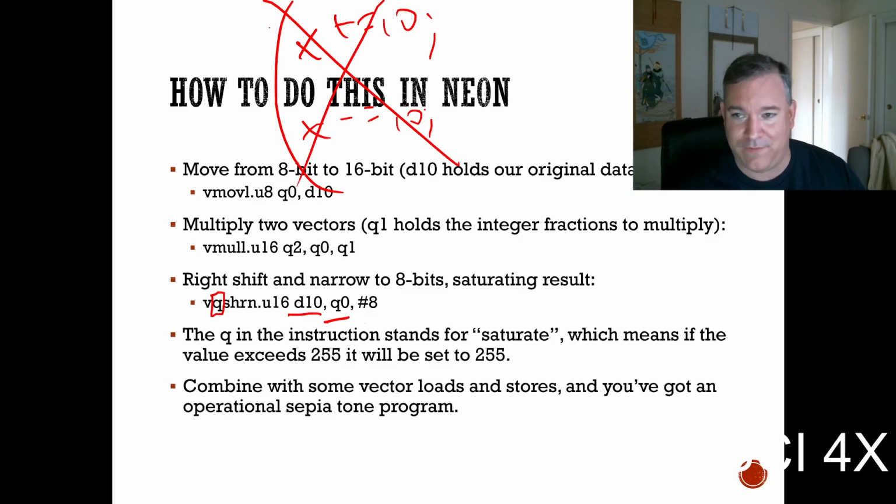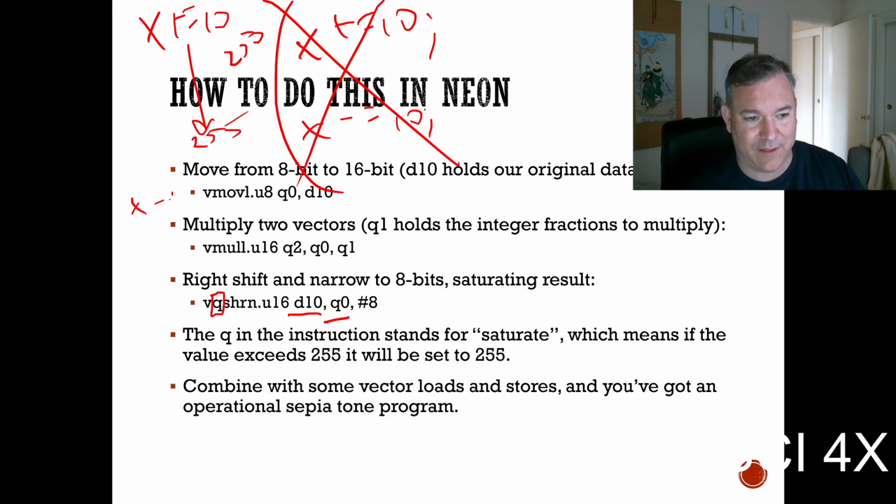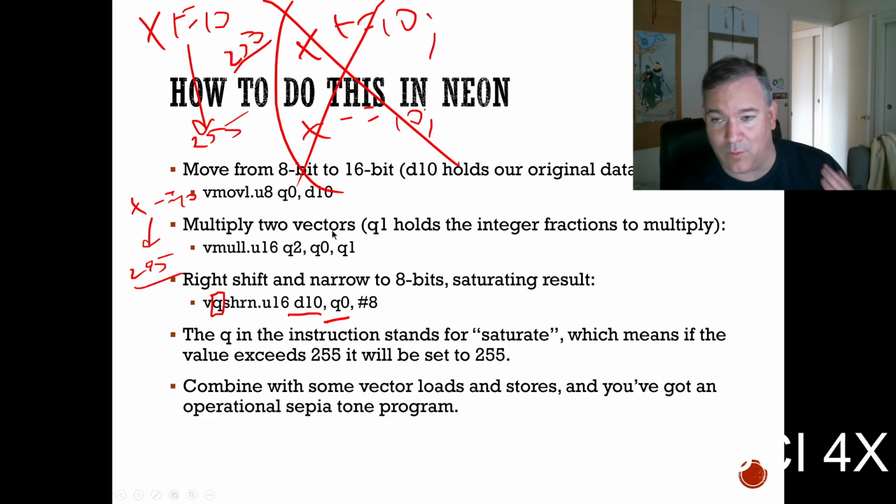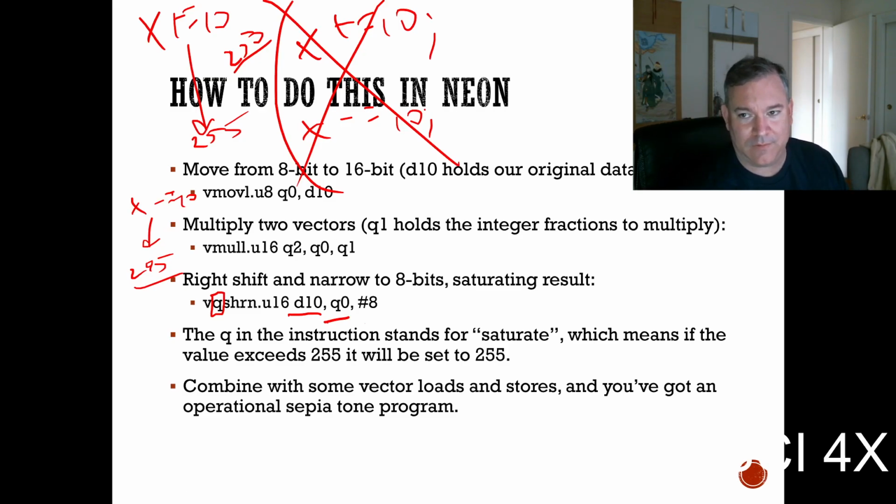So if these were saturating things, and you said x plus equals 10, and let's say x was 250 before, then x would become 255, and then if you did an x minus equals 10, it would drop to 245. So if you did x plus equals 10, x minus equals 10, it would go from 250 to 245. So the algebra doesn't work anymore when you do saturating arithmetic. That's why by default we don't saturate, so that algebra works.